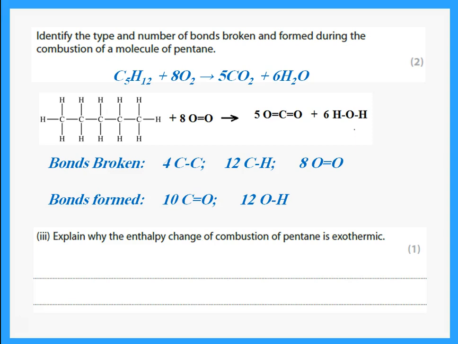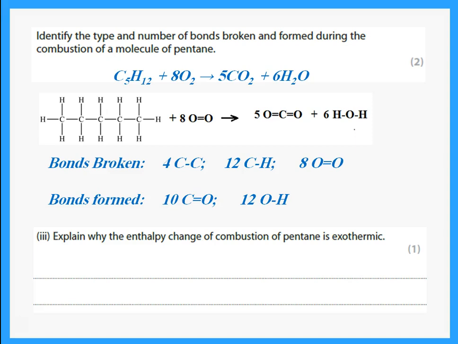So I have carbon-carbon single bonds. How many do I have? 1, 2, 3, 4. I have carbon-hydrogen bonds. I have 12 of them. I have 8 O double bond O bonds, and then the bonds that are formed are, I have 5 carbon dioxide, but each carbon dioxide has 2 C double bond O bonds, so I have 10 C double bond O, and I have 6 water. Each water has 2 OHs, so I have 12 OHs.